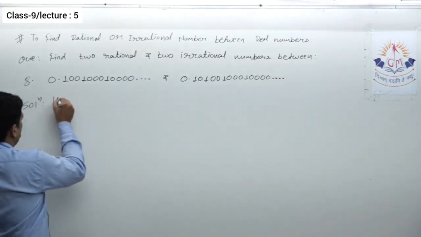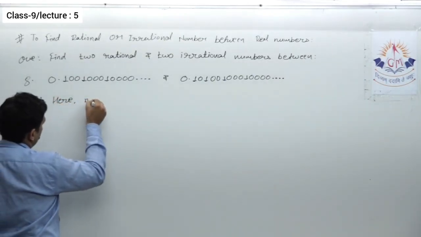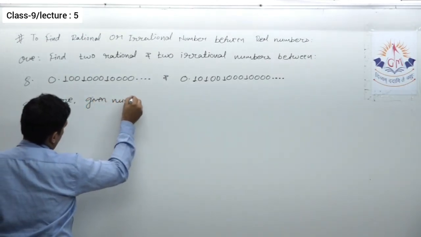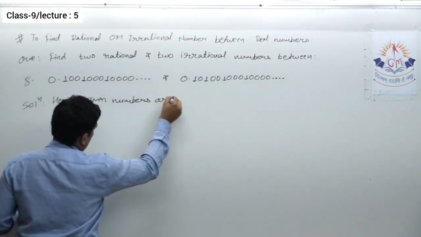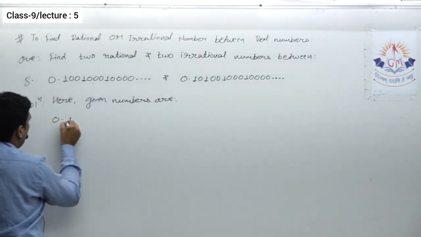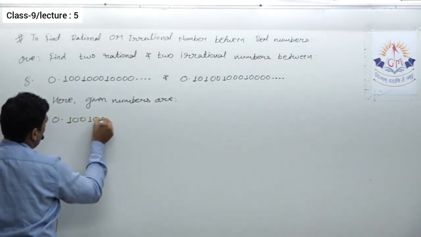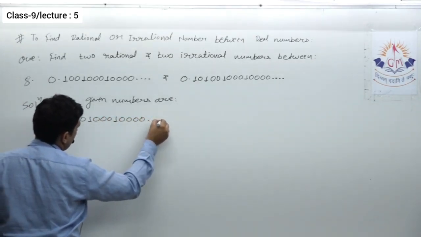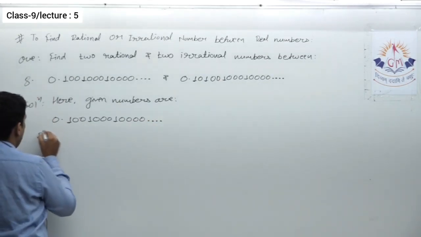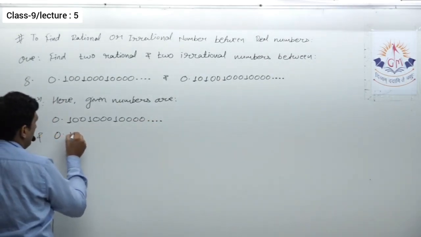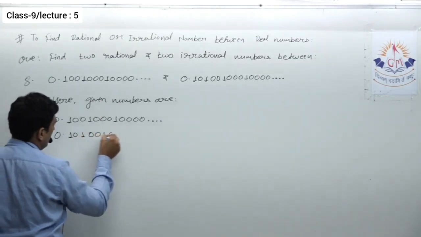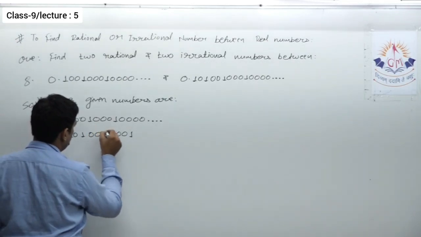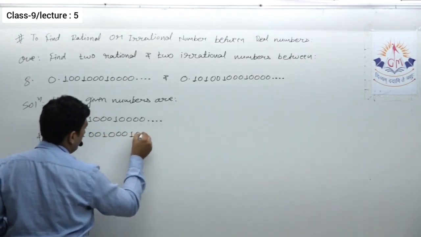Okay, so here the given numbers are 0.100 1, triple 0, 1, 4 times 0, okay, and here I have 0.10, 1, double 0, 1, triple 0, 1, 4 times 0.